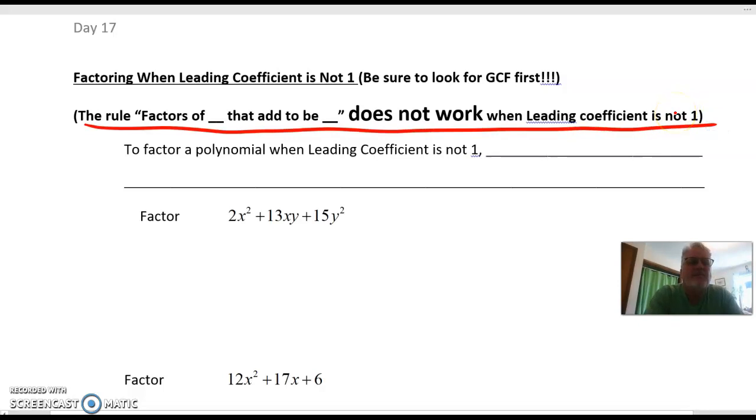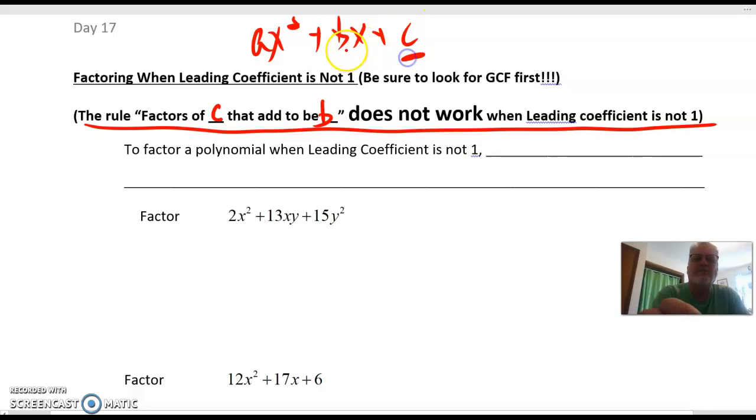What that's saying is the rule: factors of something that add up to be something. Usually this is the C, the last term, and this is the B term when it's written like this: AX squared plus BX plus C. So it's always factors of this number that add up to be that number. That rule doesn't work when the leading coefficient is not 1. So to factor a polynomial where the leading coefficient is not 1, you must use trial and error.